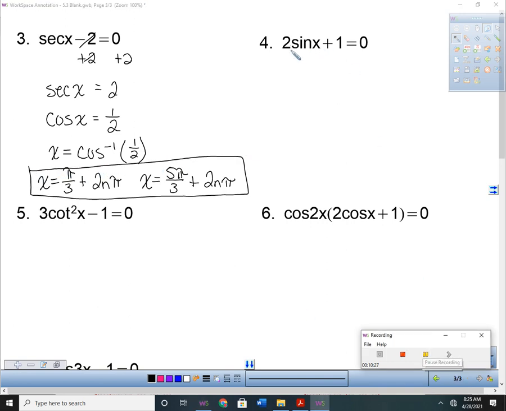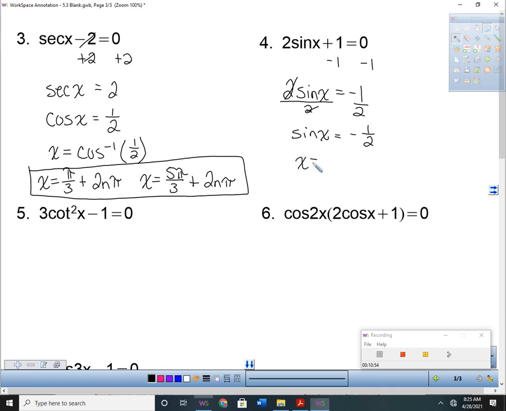So I'm going to get my sine x by itself by subtracting 1. So I have 2 sine x is equal to negative 1. Then I need to divide by the 2. So I have sine x is equal to negative 1/2. And then I'm going to do the inverse so I can get x by itself. So x is equal to the sine inverse of negative 1/2. So I'm looking for angles whose y value, because that's the sine, is negative 1/2.